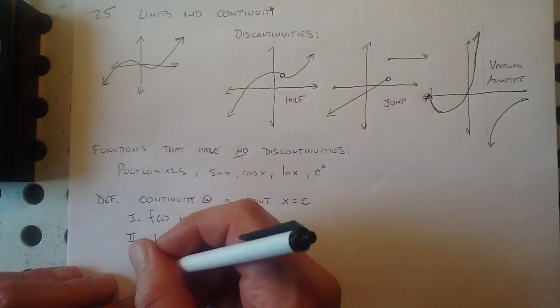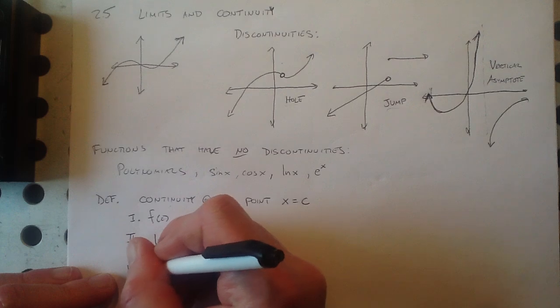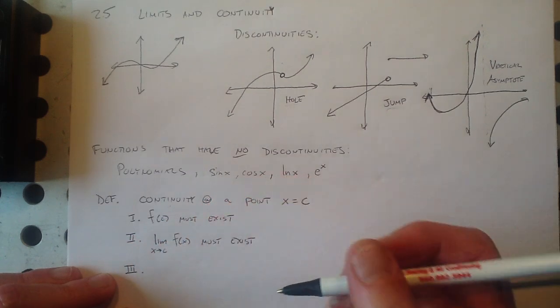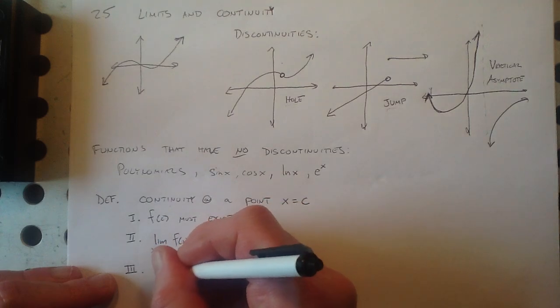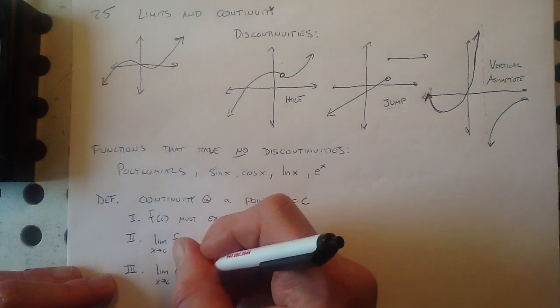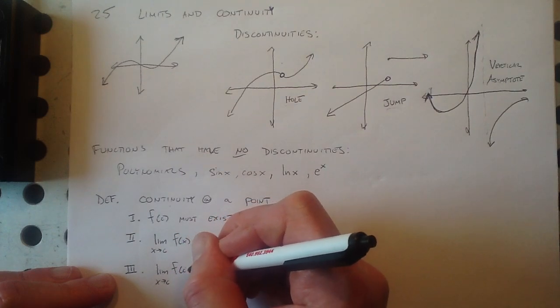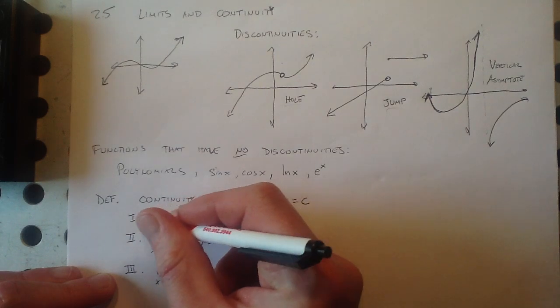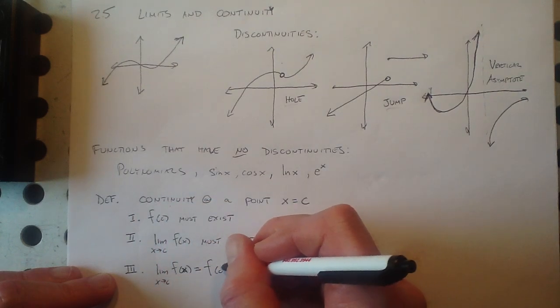Come back to that one, what that means, in a second. And then the final criteria is that those two things must be equal to each other. Those two things, the limit as x approaches c of f of x, this must actually equal f of c.